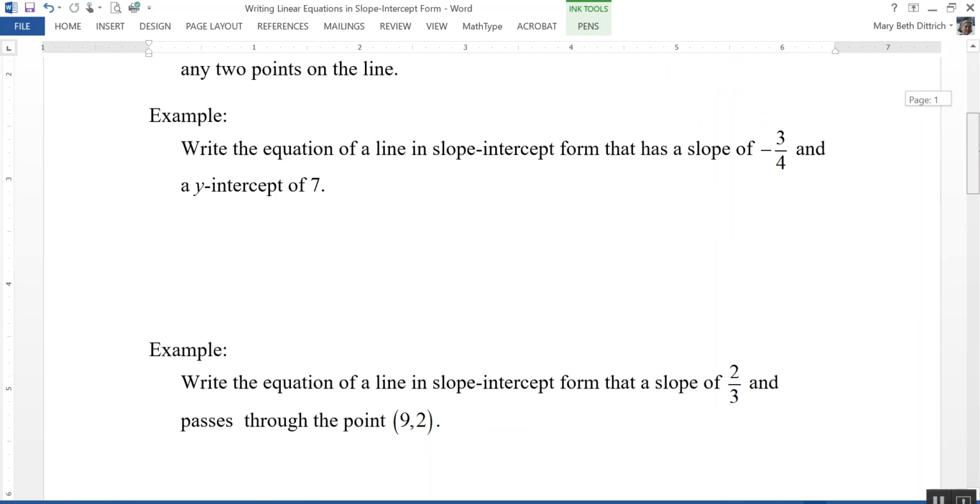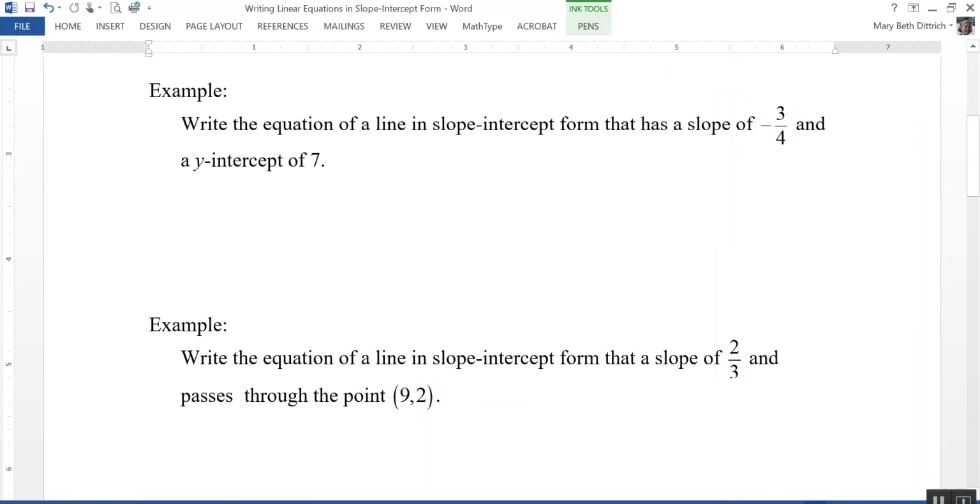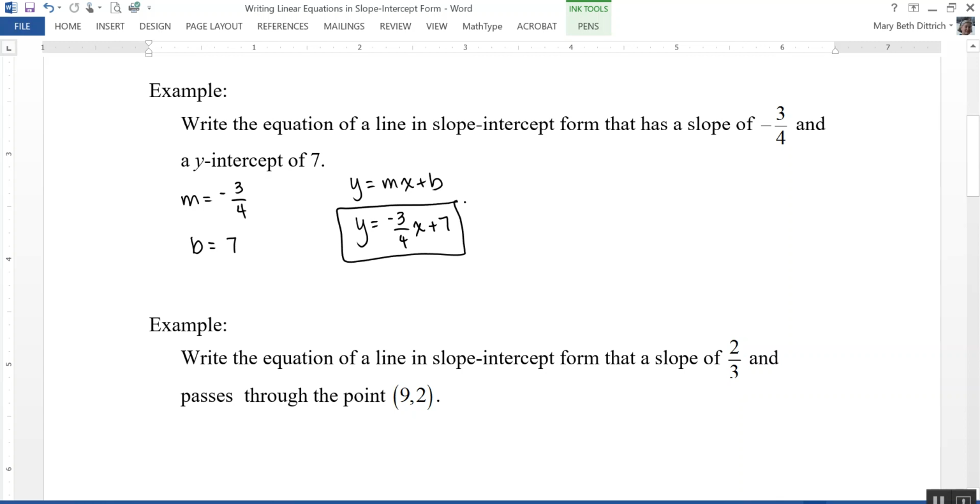First one says, write the equation of a line in slope-intercept form that has a slope of -3/4 and a y-intercept of 7. So the slope is my m, my y-intercept is my b, so I'm just going to plug those into y equals mx plus b, and I get y equals -3/4 x plus 7. That's the equation of a line in slope-intercept form that has a slope of -3/4 and a y-intercept of 7.